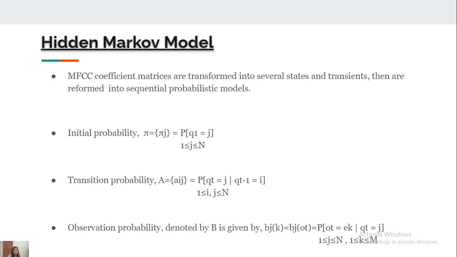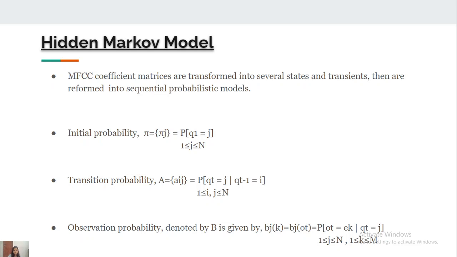Now HMMs have an initial steady state, the probability of which is the initial probability. This is actually represented by pi. Then we have probability of transition from one state to another, and this is called transition probability. This is represented by capital letter A. And additionally, we have observation probability, and this is represented by capital B.